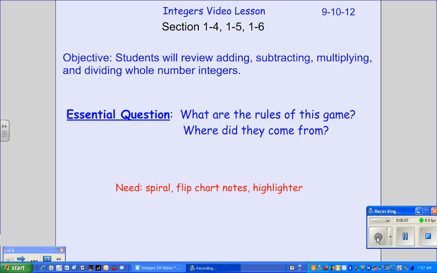What we'll be doing today is looking at adding, subtracting, multiplying, and dividing whole number integers. We're just going to look back over the rules that you guys have learned the last couple of years. What you will need is your spiral, your flip chart notes, and a highlighter if you've got one. If you don't have a highlighter, you can just use a pen to underline the things that I want you to highlight. So let's get moving.